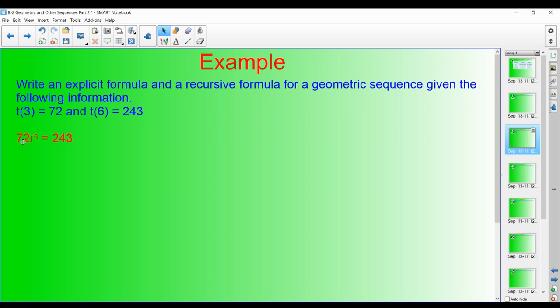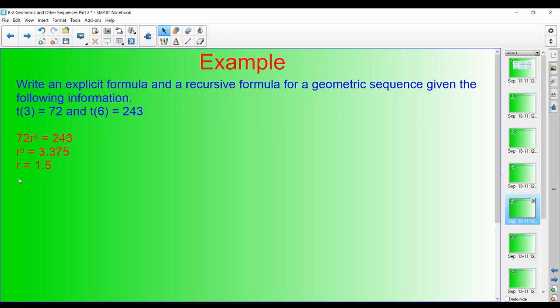So if I'm at 72, I can multiply by r 3 times, so r cubed, to get to 243, because I get to step 4, and then step 5, and then eventually step 6. So I set up an equation to find r. Now I've got to do algebra, so I'm going to divide both sides by 72. And then I'm going to take the cube root of both sides to get r. So r is 1.5.